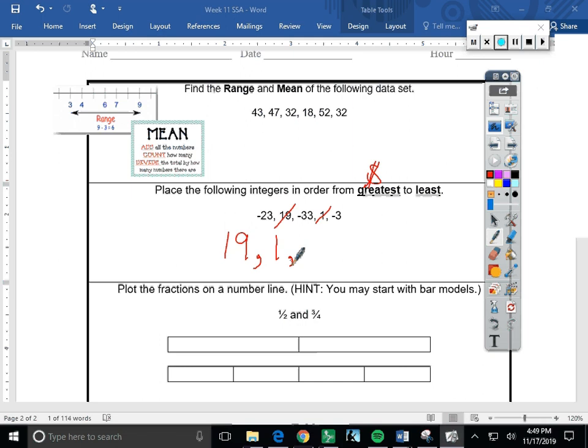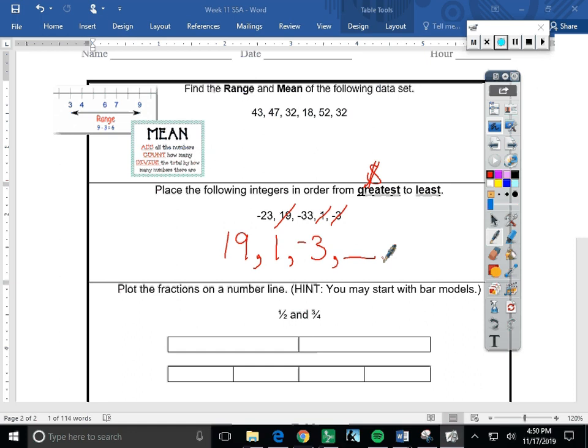But now if you look, I'm left with just negatives. And I really don't want to owe anyone money, but if I had to owe someone something, would it be better to owe them $23, $33, or $3? I hope you'd say -3. So I'm really working my way backwards on the number line.